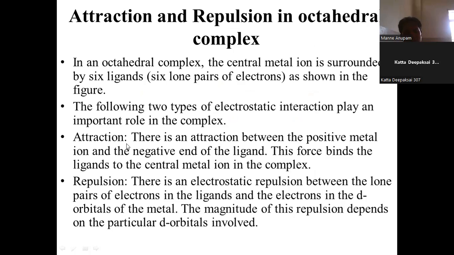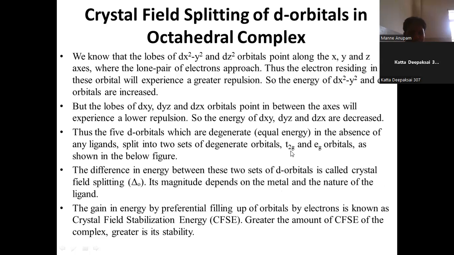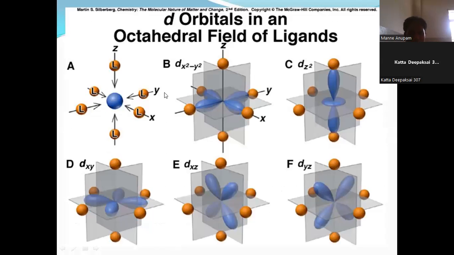So the two kinds of interactions that are seen are attraction and repulsion. Attraction is between the positive metal ion and the negative ligands. Whereas the electrons of the metal ion and the electrons of the ligands have repulsion. Now the repulsion of orbitals that are present on the axis is more, that's why they are increasing in energy, whereas the repulsion of the dxy, dxz, and dyz orbitals is less, that's why they are reducing in energy.